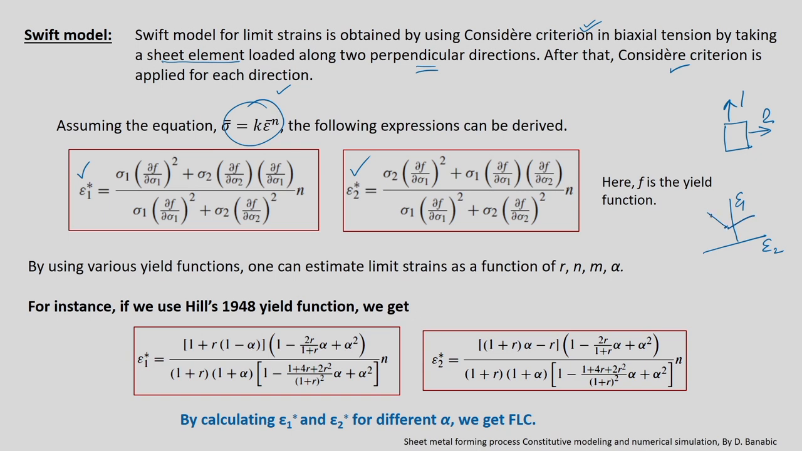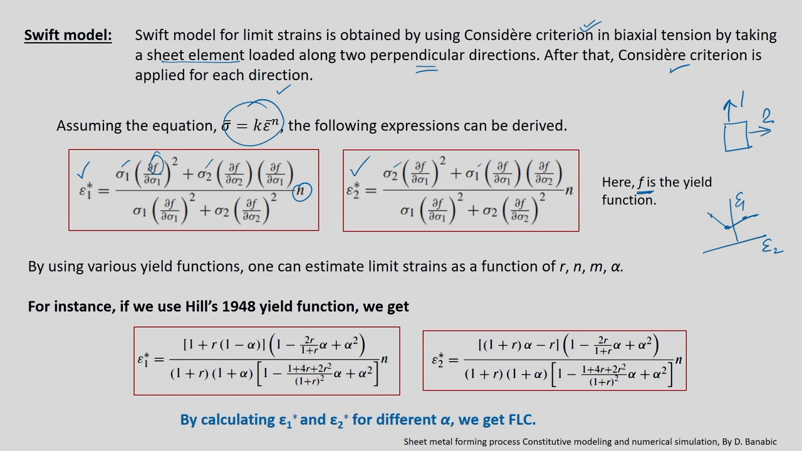So this is a general expression one can get for epsilon 1 star and 2 star. Here you will see sigma 1 and sigma 2, which are actually principal stresses, and there are two more quantities, one is your F. This F is not your inhomogeneity factor, rather this F is actually the yield function. This is the same F that we use in the normality condition, d epsilon ij is equal to dou F by dou sigma ij into d lambda. That F is nothing but this yield function, and this n is nothing but our own strain hardening exponent.